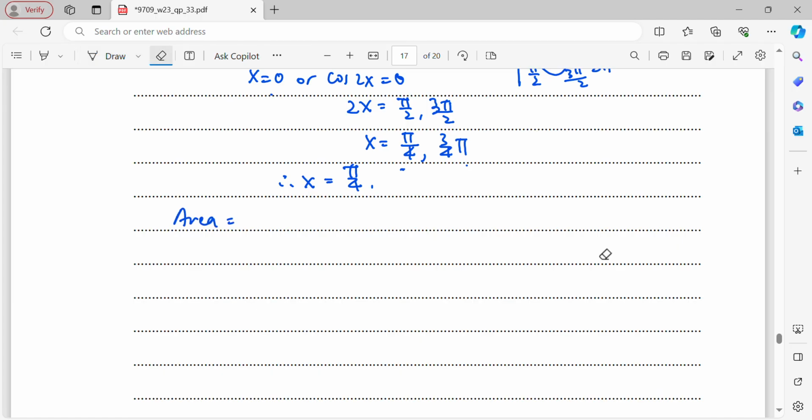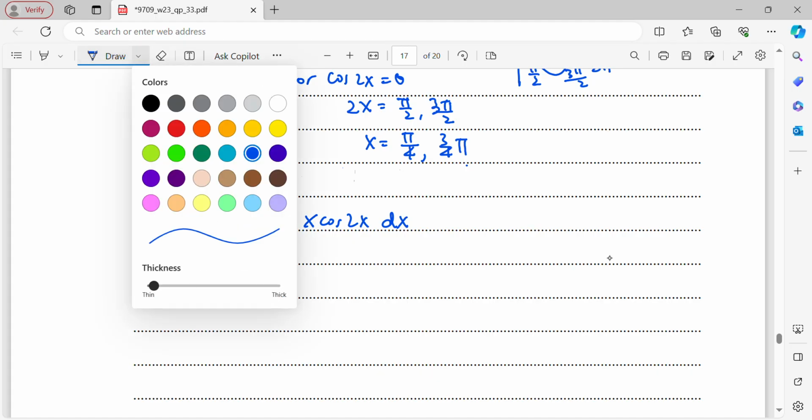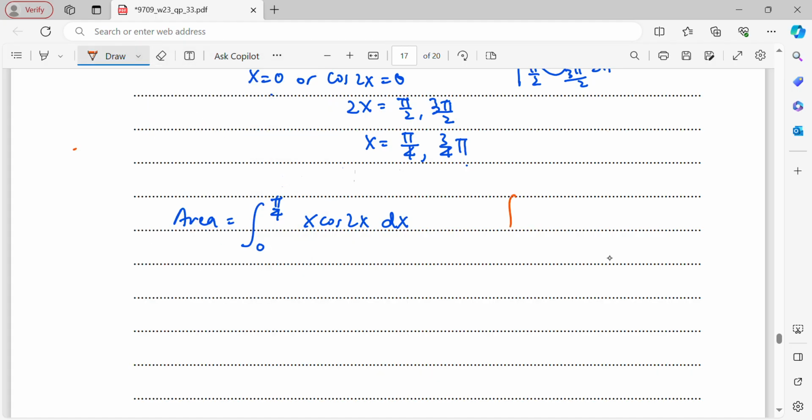Okay, I better write this. It will be the integral from 0 to pi over 4 of x cos 2x dx. To solve this integration, we need to use integration by parts. Integration by parts says integral of u dv/dx equals uv minus the integral of v du/dx.